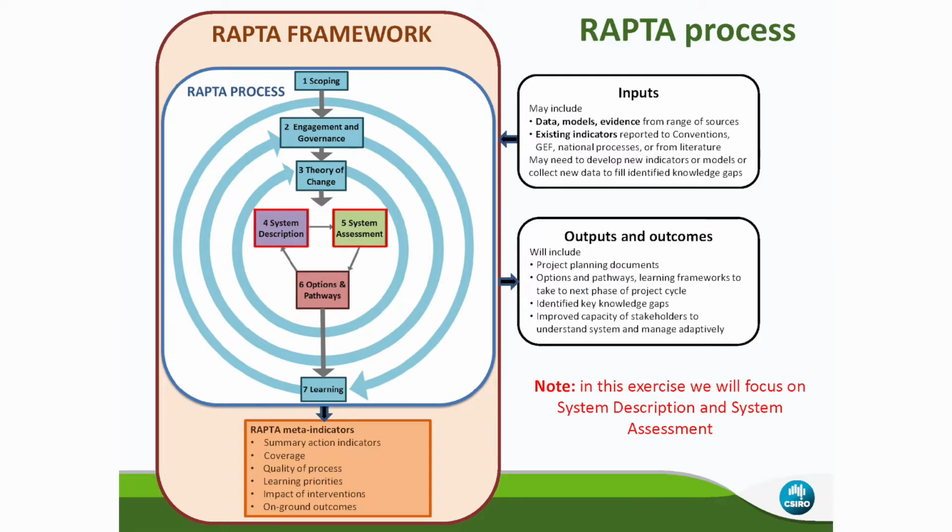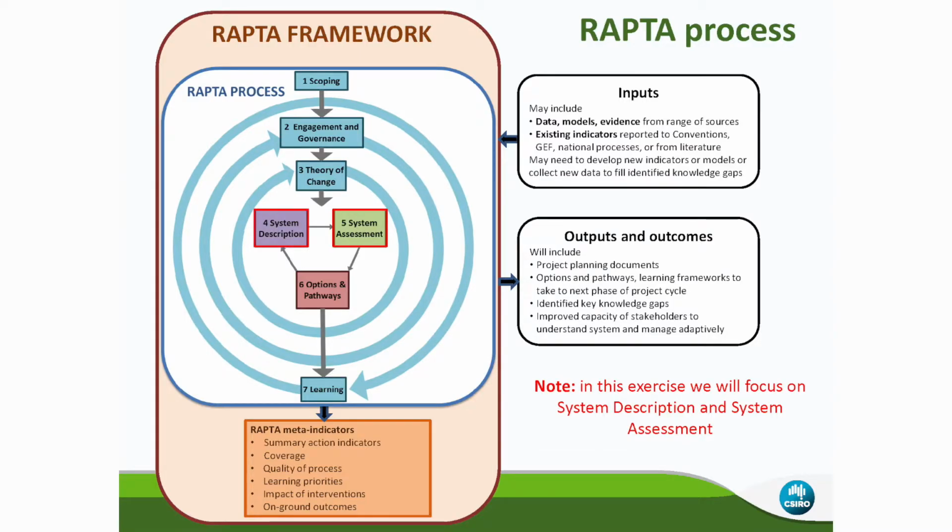And this is the RAPTA framework. This would be very familiar to a lot of you. It's pretty much a project management framework. But CSIRO did a lot of interviews and did a literature review of what was good practice around implementing projects in the resilience and adaptation space. When you look at this, we've got it in a linear approach, but it's not necessarily linear. You can come in at any stage. We're going to come in today at the systems description and systems assessment level, and we're also going to look at options and pathways.